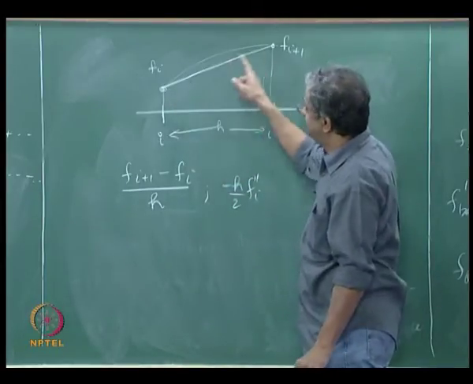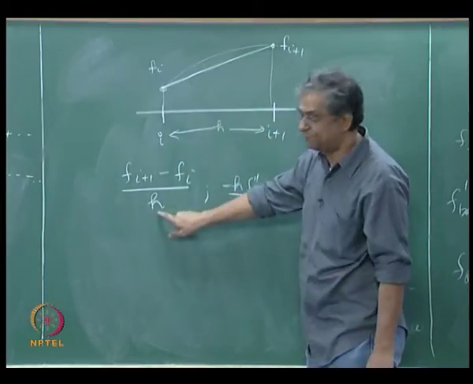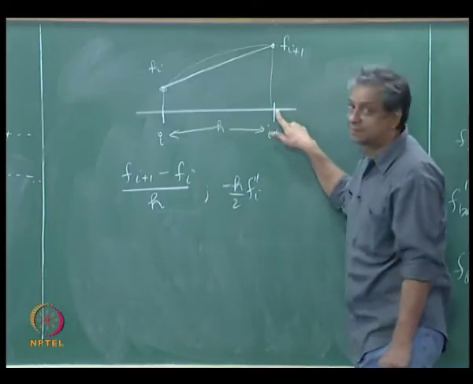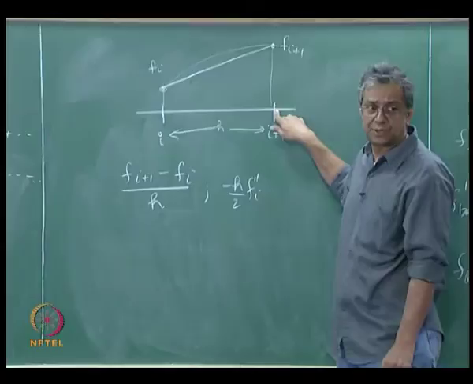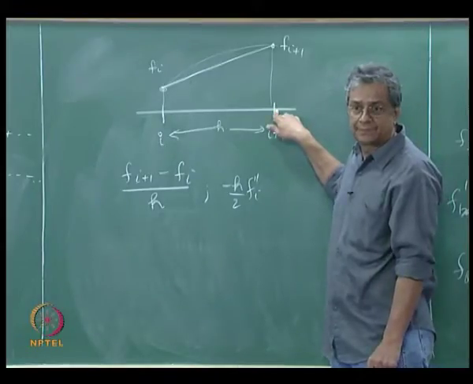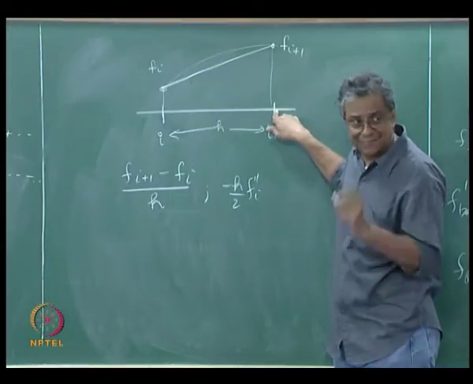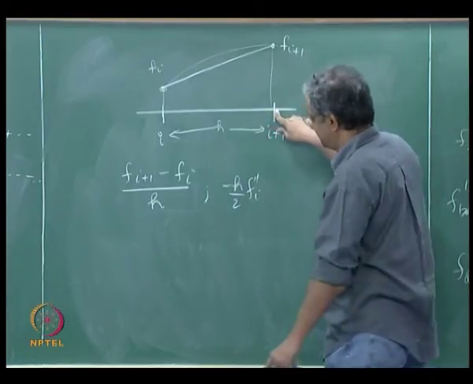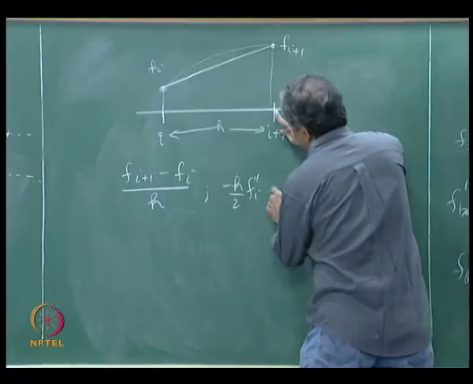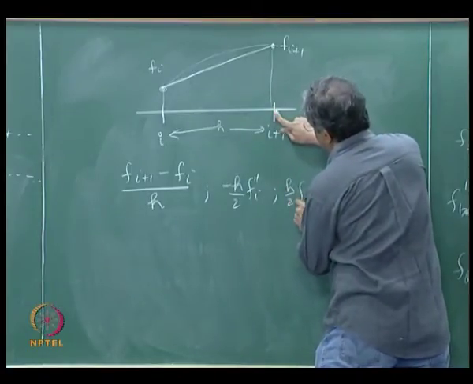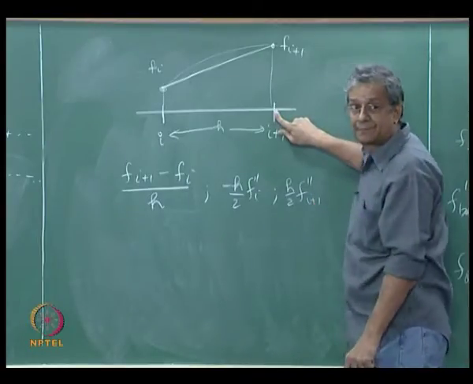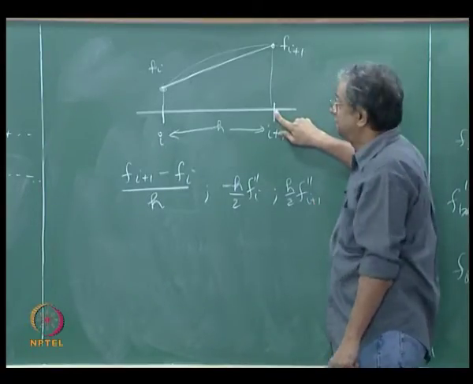If I were to take the same slope, the actual number that you calculated, and assign it as a derivative at this point at i plus 1, then I would have backward difference, the same actual number that you calculate. The truncation error would be h by 2 f double prime, be careful with this, at i plus 1.